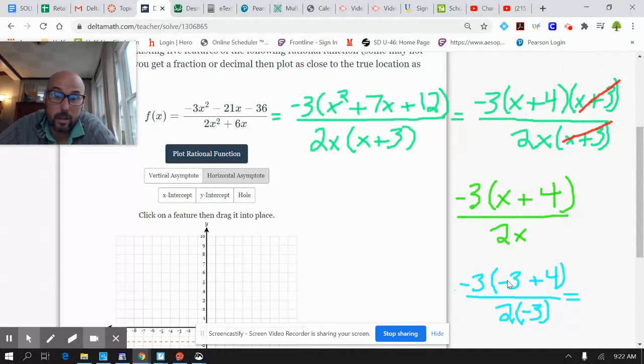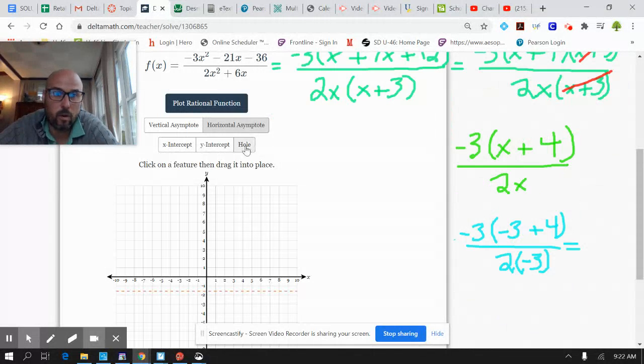And now we can do this in our heads, because first of all, negative 3 plus 4 is just 1. So the top is negative 3 times 1. But this negative 3 cancels out with this negative 3. So negative 3 is a factor, and this is 2 times negative 3. The negative 3 is being connected by times, which means it's a factor. So that cancels out. The top is just 1. The bottom is 2. So there is a hole at negative 3, comma, 1/2.